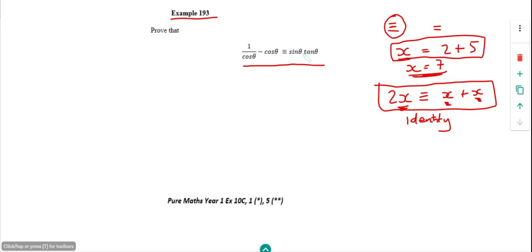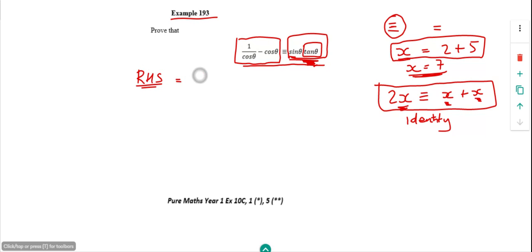So if we try and now prove this one, the first thing that we probably want to do is look at this tan theta. The method for doing these is we look at just one side of it and we try and get it to be the same as the other side. So what I'm going to do is look at the right hand side of this identity.